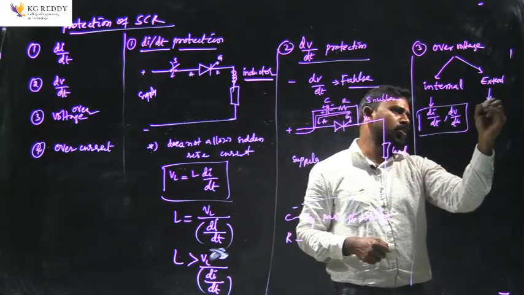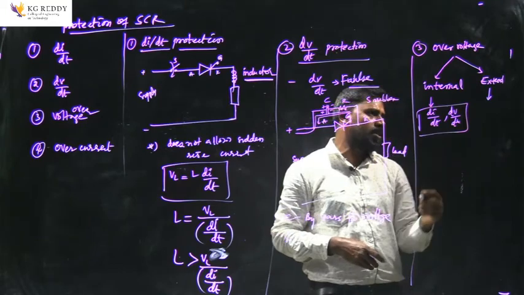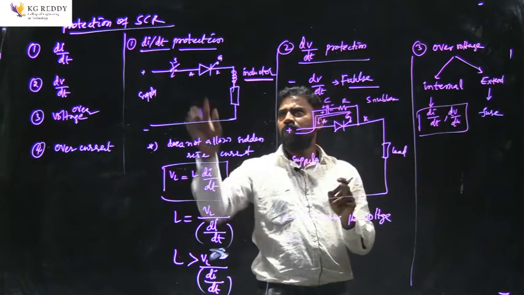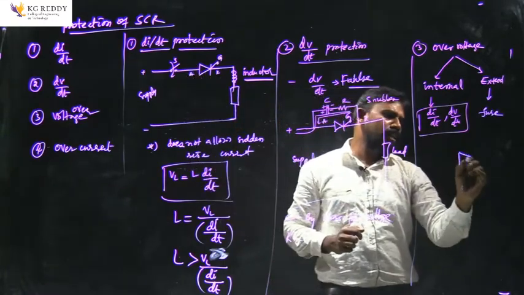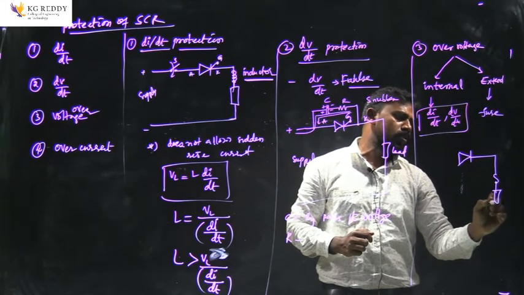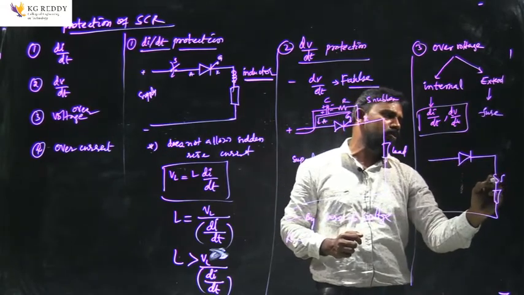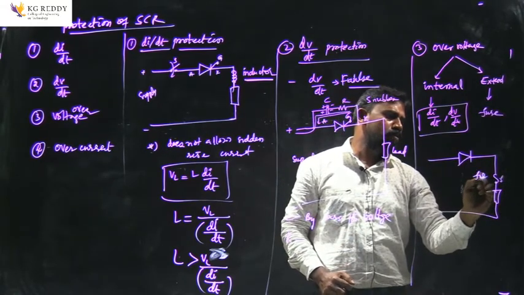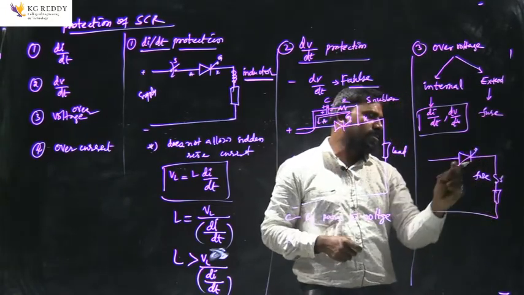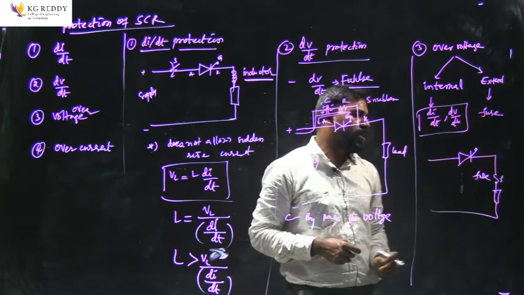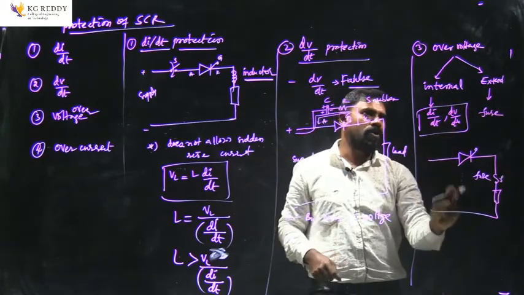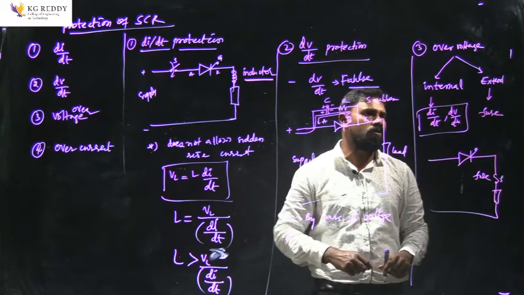For external over voltage protection, we connect a fuse. Now you can see here, with the SCR we connect one fuse in series. Here we are connecting one fuse to this load, so we can protect the SCR. This is the fuse. So we provide a fuse connection in series with the load, which protects the SCR from external over voltage conditions. These are the methods we follow to protect the SCR from over voltage conditions.